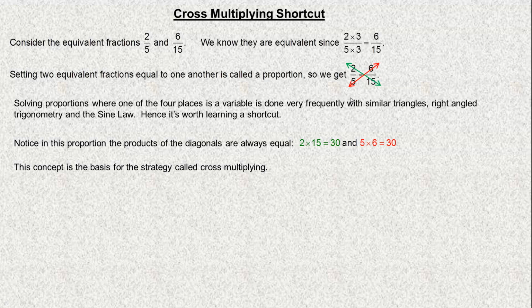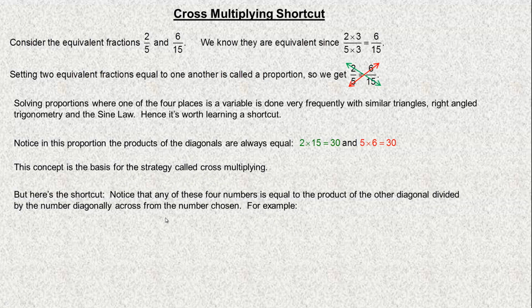And of course, here's the name for the term. Those two arrows make kind of a cross, so that's why it's called cross multiplying. But that's not the shortcut. So here comes the shortcut. Notice that any one of these numbers, the 2, the 5, the 6, or the 15, I'm going to start with the 2 here. 2 is equal to the product of 5 and 6 divided by 15. See, that would be 30 divided by 15 gives you 2.